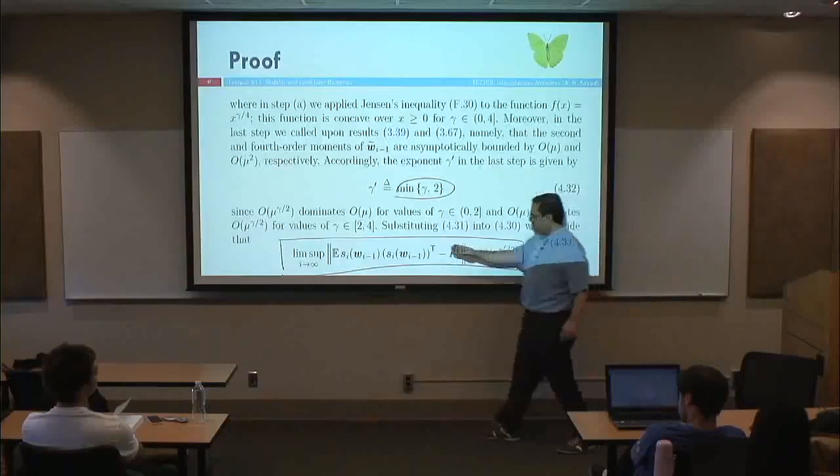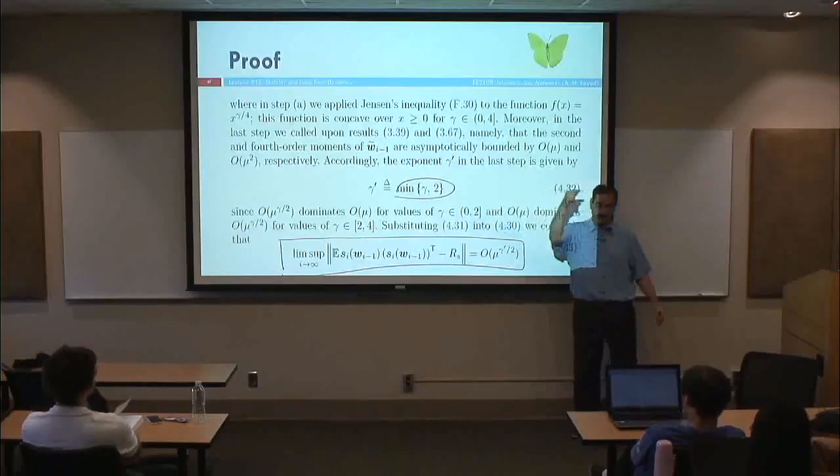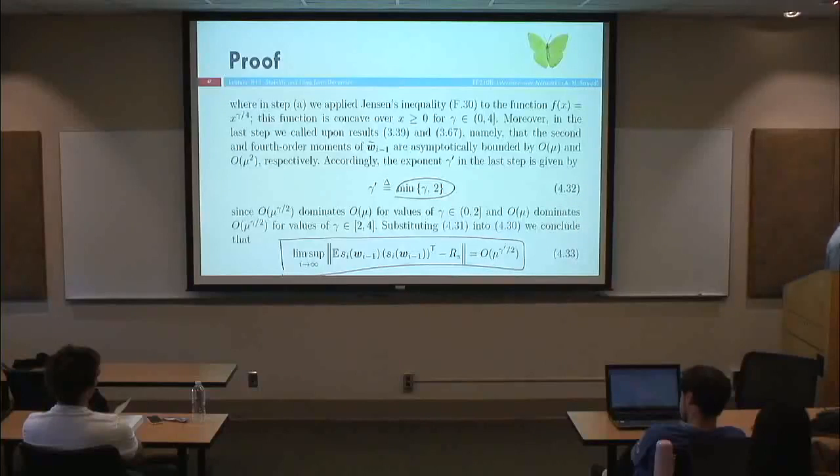That this covariance is indeed close to this by how much? Mu to a power of mu, and I know what this power is, right? This was the statement of the lemma.